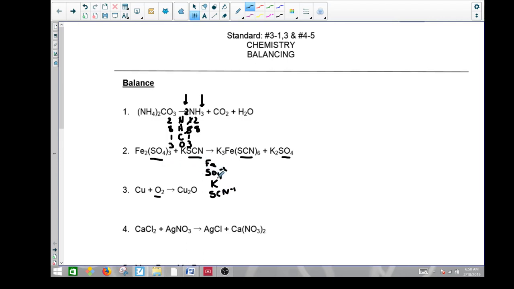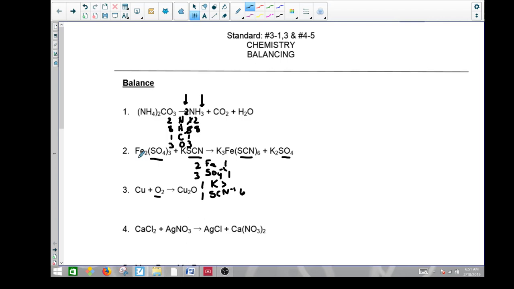Sometimes when I do this, I do my inventory on the fly. So I have 2 irons, and I have 1 iron. I have 3 sulfates, and I have 1 sulfate. I have 1 potassium, I have 3 potassiums. So you don't have to wait to do this. You could just do the inventory on the fly if you'd like. 6 here, and looks like we have 1 over here.